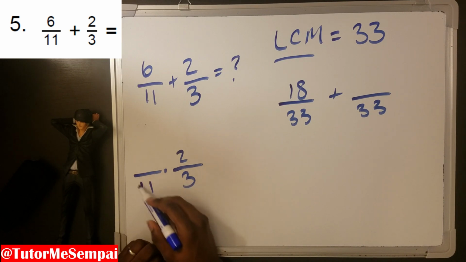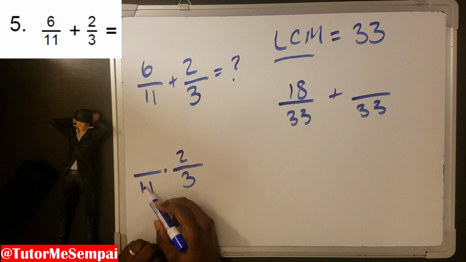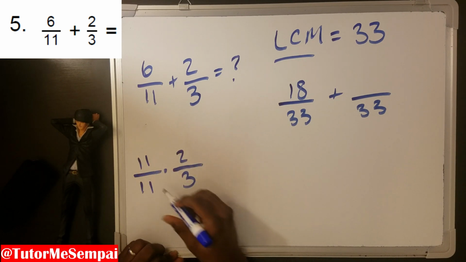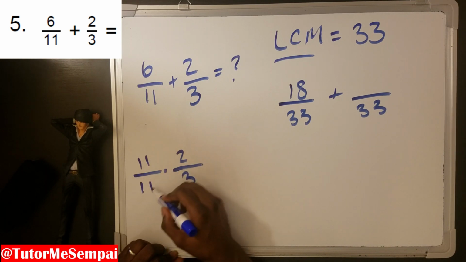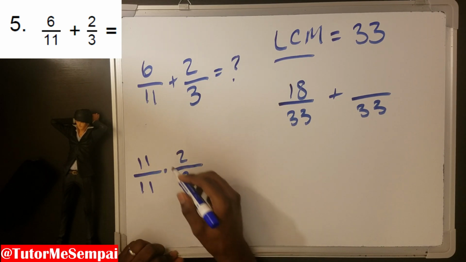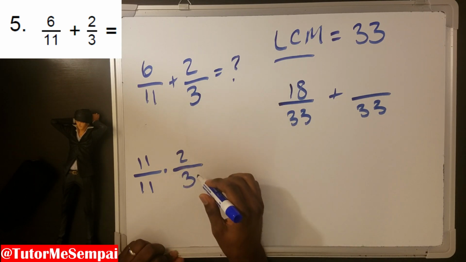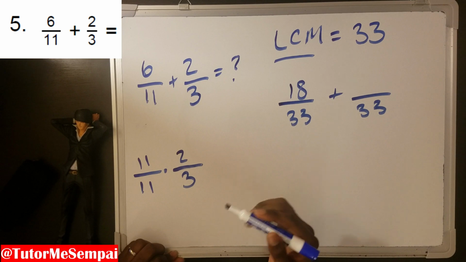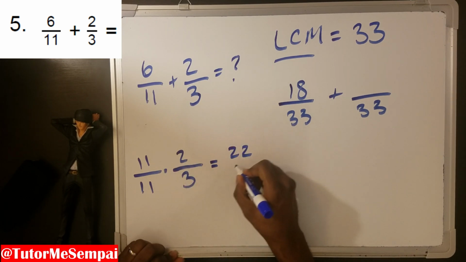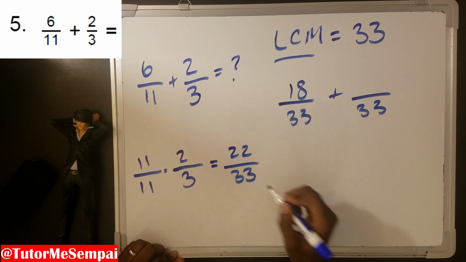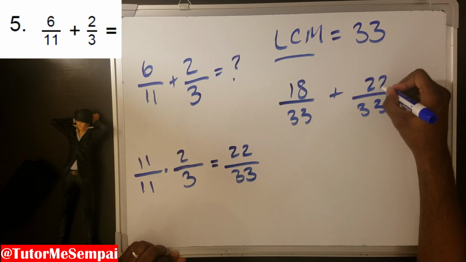How do we make sure that this fraction is going to equal 1? We have to put whatever's in the denominator also in the numerator. 11 in the denominator and 11 in the numerator means that when we divide this, it equals 1. So, once again, we're not changing the fraction value, we're changing how the fraction looks. And this equals 22 over 33. So this will be our second fraction.